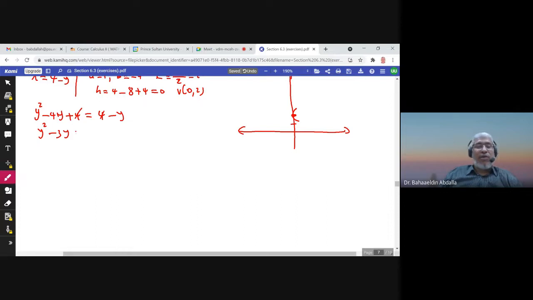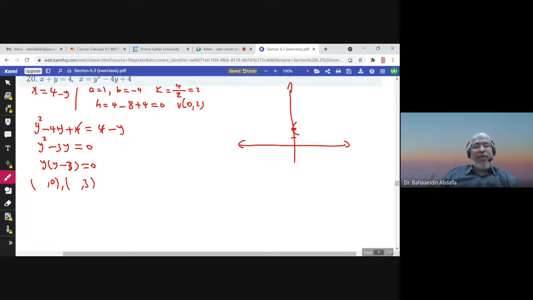All right. So I have y equals 0 and y equals 3. If y is 3, then x would be 4 minus 3, 1. If y is 0, then x would be 4. So 4, 0, this is one point of intersection. 1 and 3, this is another point of intersection.